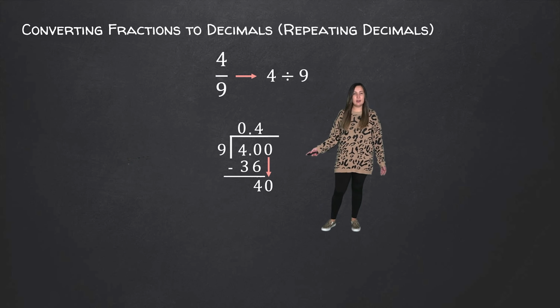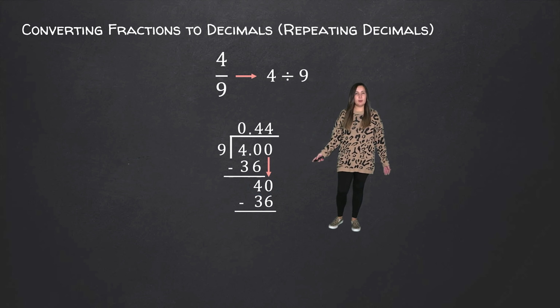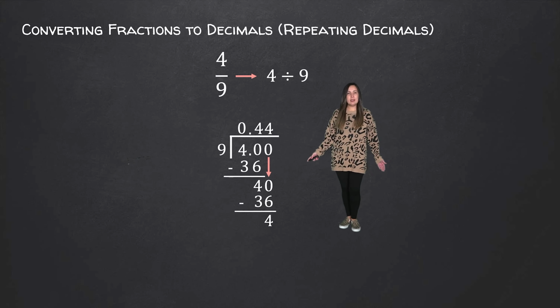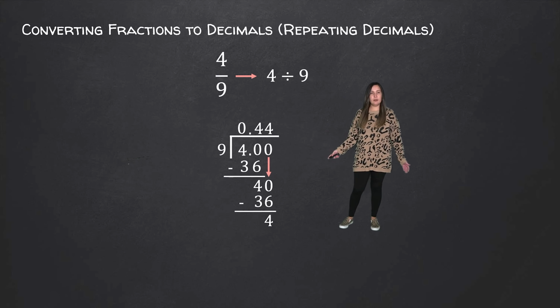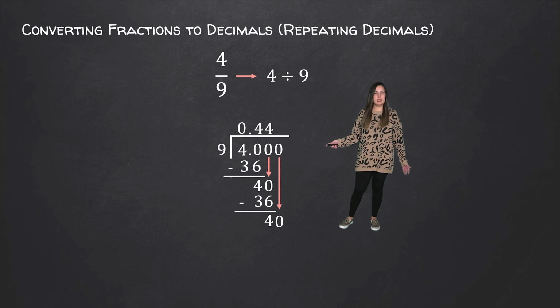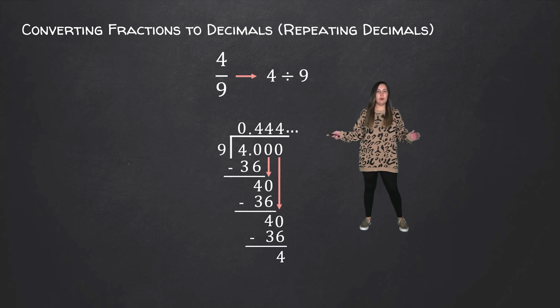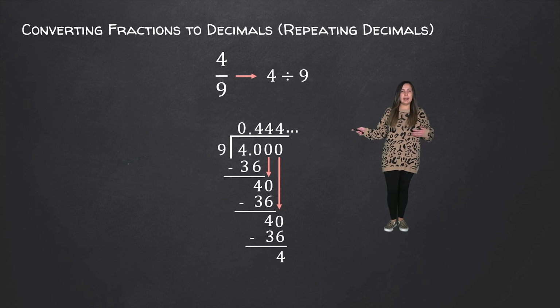Well, we know that 9 goes into 40 4 times because 9 times 4 is equal to 36, and then we subtract by 36 again. And notice that the same thing keeps happening. We got a remainder of 4, so we add another 0, bring it down. 9 goes into 40 4 times because 9 times 4 is equal to 36. Now, this is going to go on and on and on forever because we have a repeating decimal. Okay, we have 0.444, and it's just going to keep going on and on and on forever.